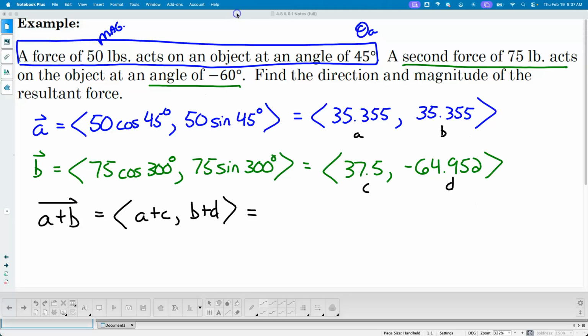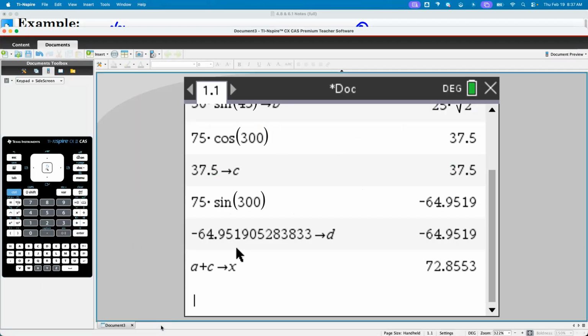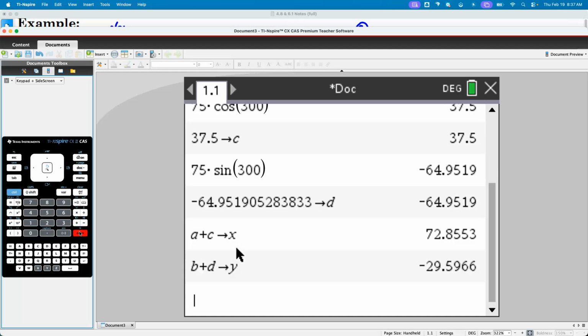72.855. I got that stored as my X. B plus D, and I'm going to store that one as my Y. Negative 29.597.